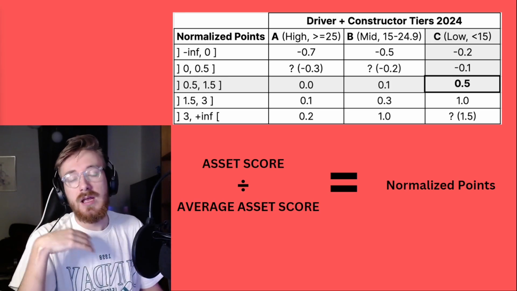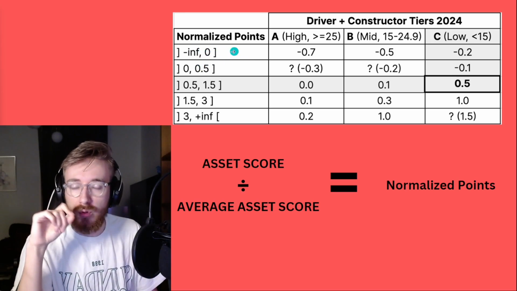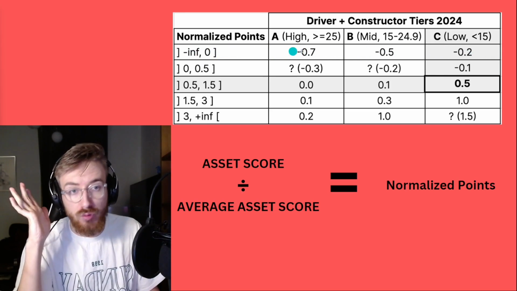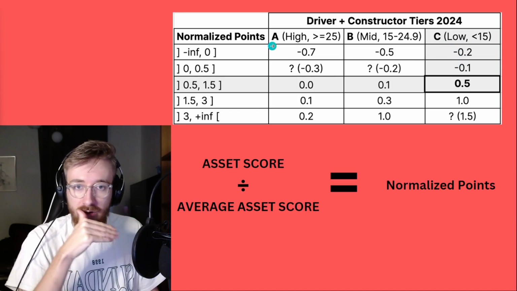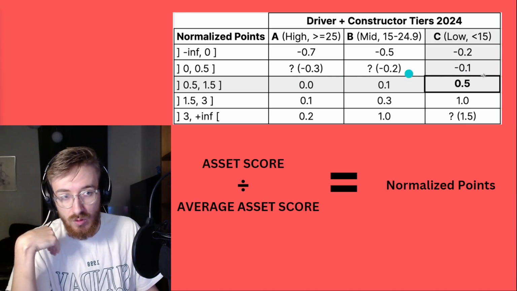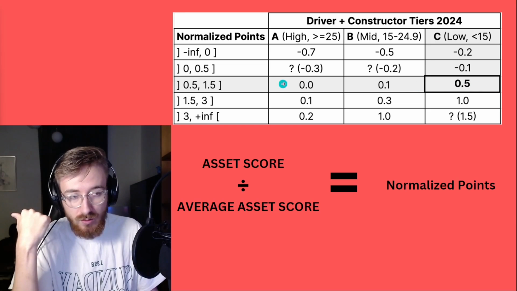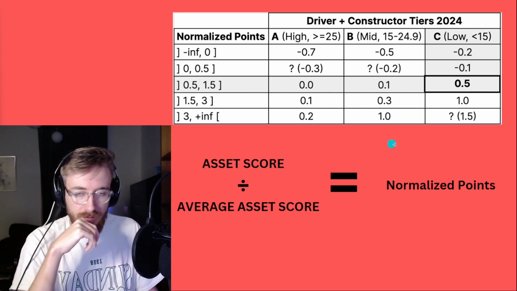So if you see here, if a driver has a normalized point score of 0 or lower, this will be their price change depending on which category they are in. If it's between 0 and 0.5, this is the score they're in. If it's between 0.5 and 1.5, this is the category they will be in. If it's between 1.5 and 3, and so on and so forth.